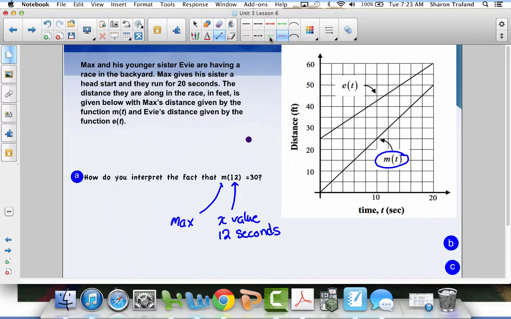Well, I'm going to take a line so I can see it, and I'm going to realize this goes 2, 4, 6, 8, 10, 12. So here's 12 seconds right here. And I want to see at 12 seconds, where does it cross Max's line? Oh, at 30 feet. So Max at 12 seconds is 30 feet into the race. He's not 30 feet above ground. He's just covered 30 feet.